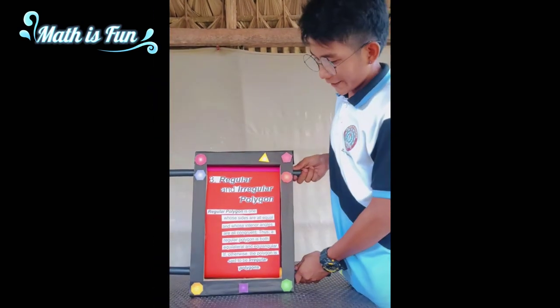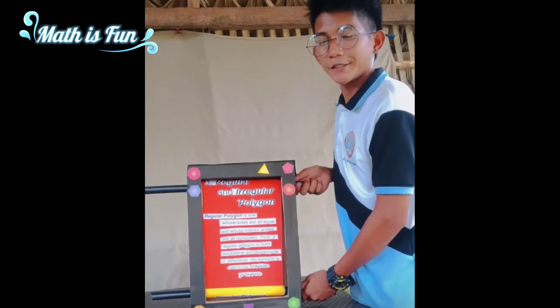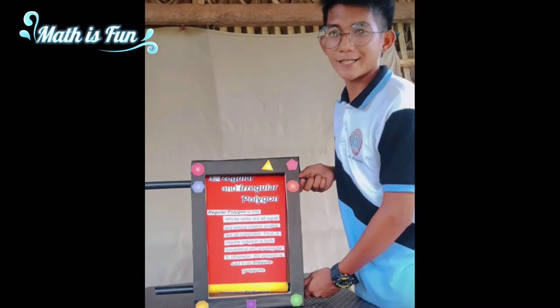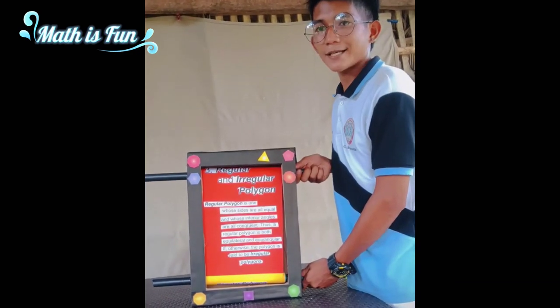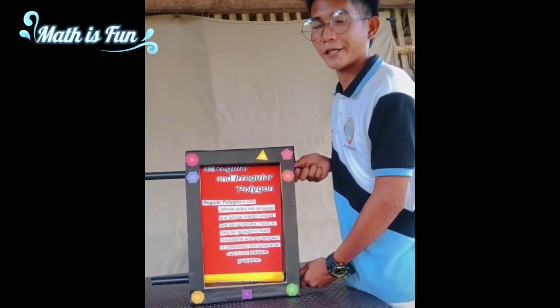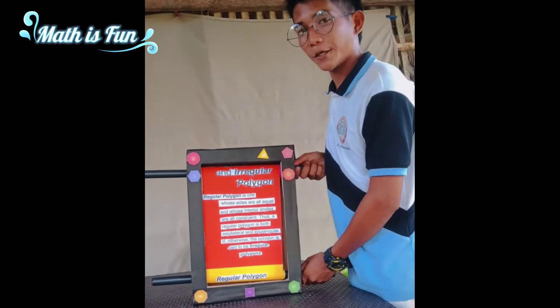Number 3, regular and irregular polygon. A regular polygon is one whose sides are all equal and whose interior angles are all congruent. Thus, a regular polygon is both equilateral and equiangular. If otherwise, the polygon is said to be an irregular polygon.